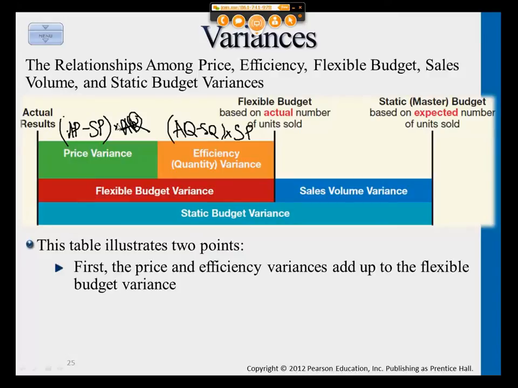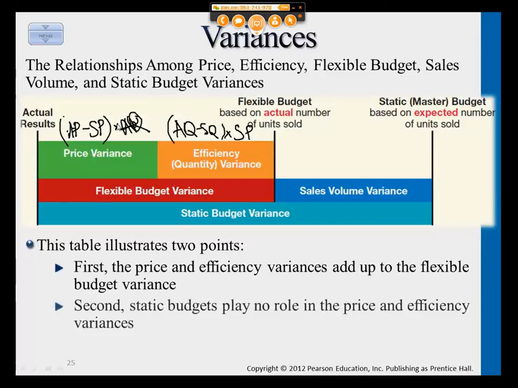All right. So the second point: our static budget plays no role in the price and efficiency variance. Do you see that? It does not utilize any of the numbers from the static budget. Okay, it has no effect on it. Good multiple choice question. Should know that.